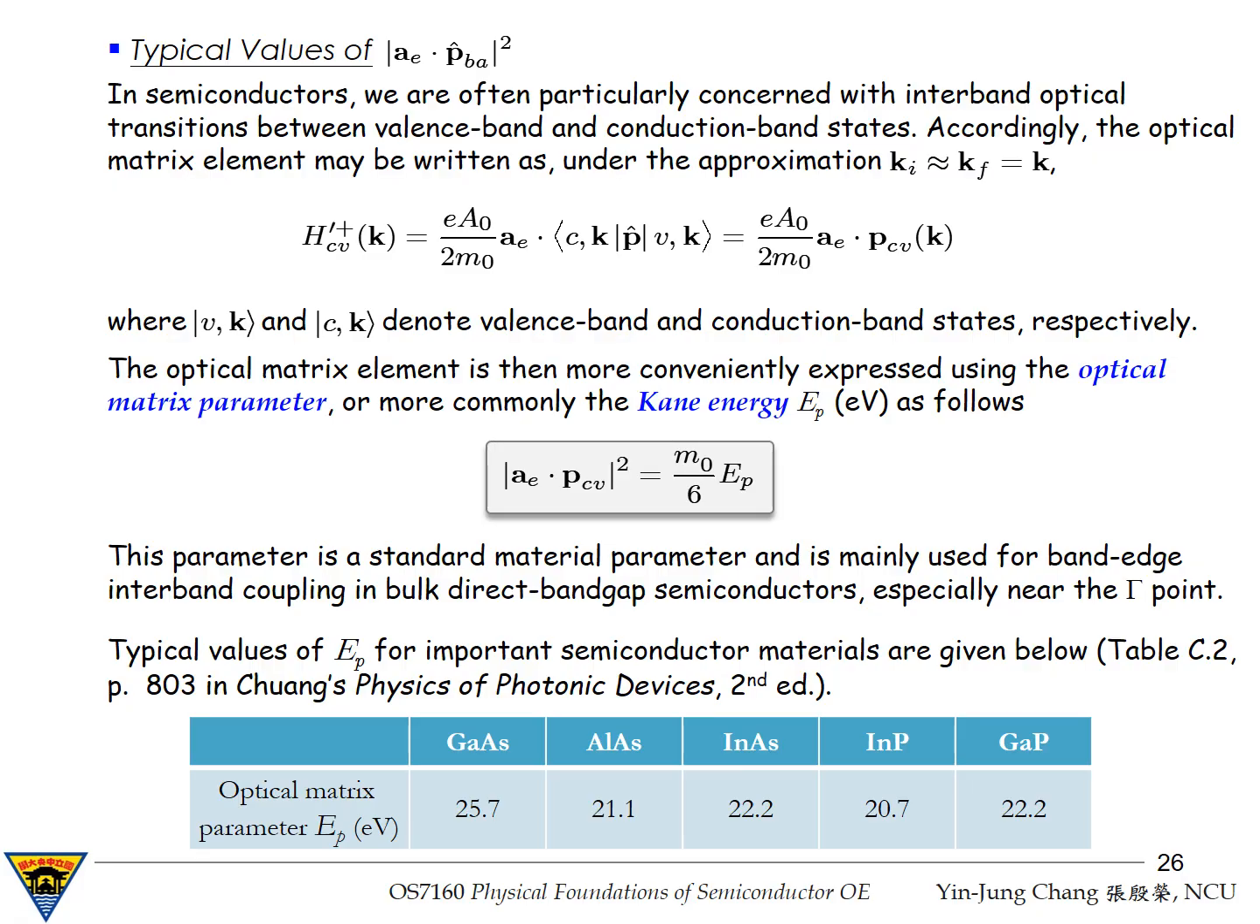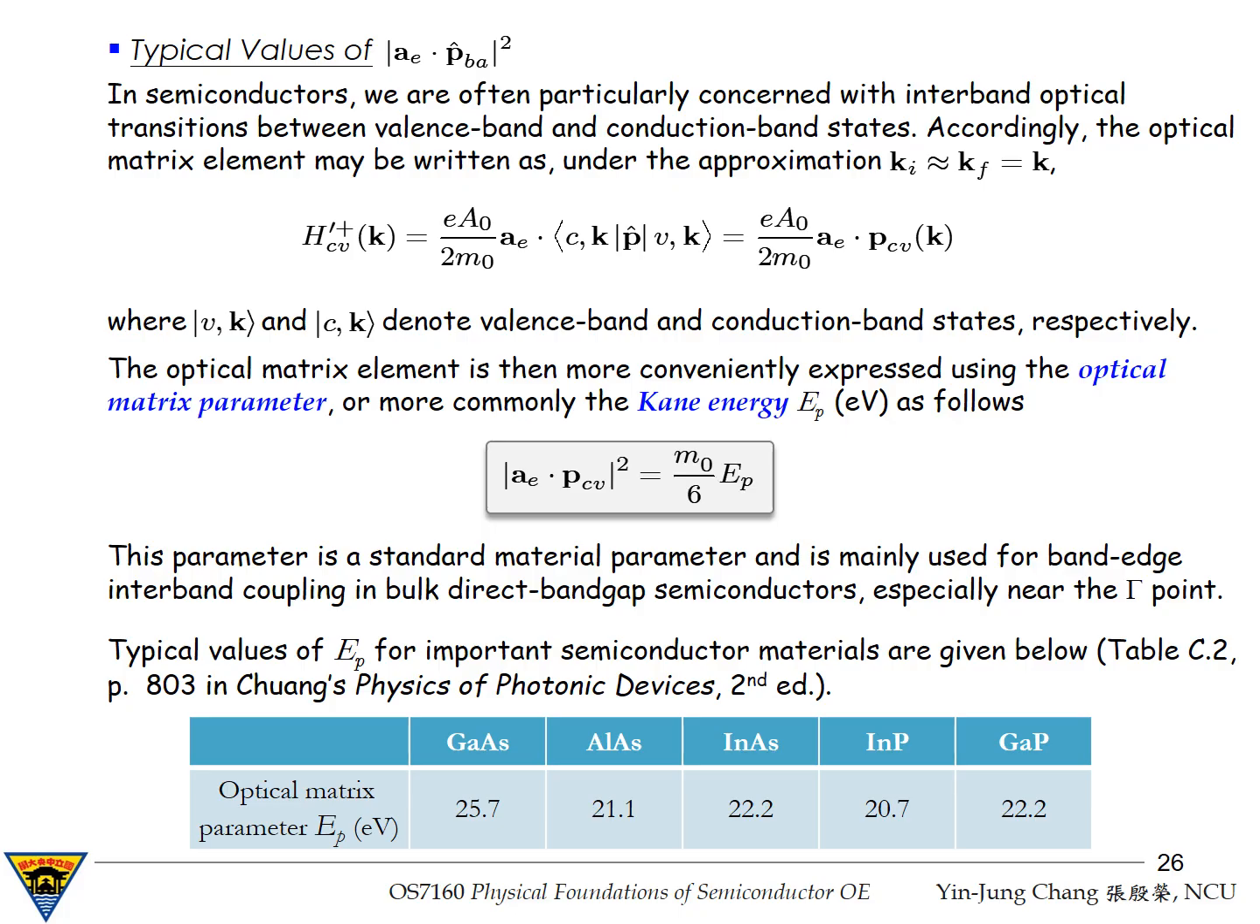Next, we introduce a more compact way to express the optical matrix element by using the parameter E sub P. The expression for the absolute square of A sub E dot P sub CV is shown here. It is the bulk isotropic average near the gamma point. Its derivation requires the full knowledge of the K dot P theory, which is typically covered in the theory of electronic band structures in semiconductors. So it is beyond the scope of this chapter.